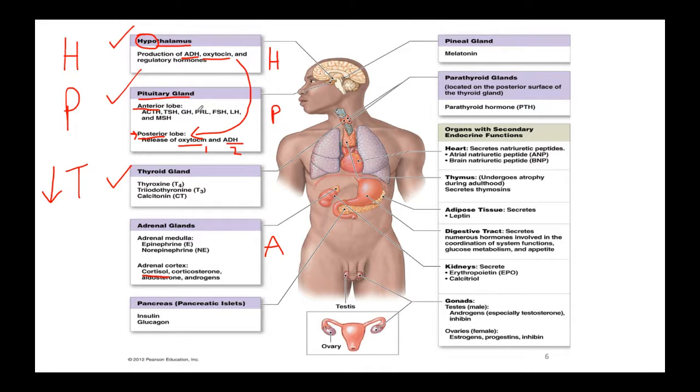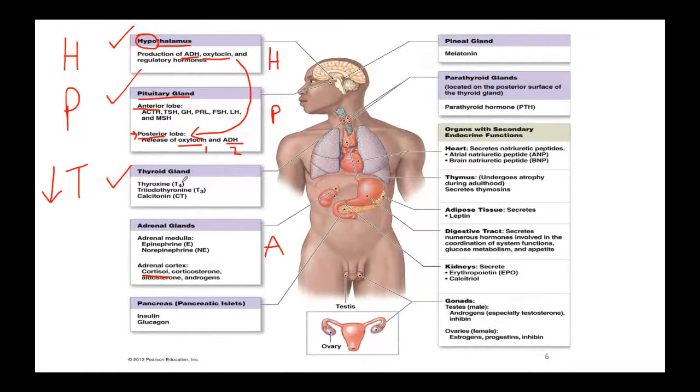PRL, which is prolactin, or prolactin releasing hormone, right? This is really prolactin, PRL. Then we have FSH, follicular stimulating hormone. And we have luteinizing hormone, LH. And then we have melanocyte stimulating hormone. That's from the anterior pituitary. Posterior, just oxytocin and ADH. We'll get over what some of their functions are shortly.